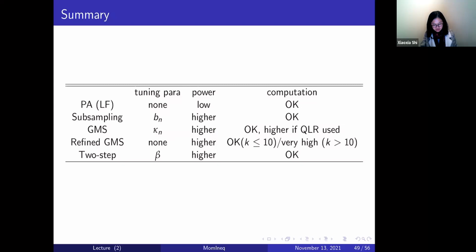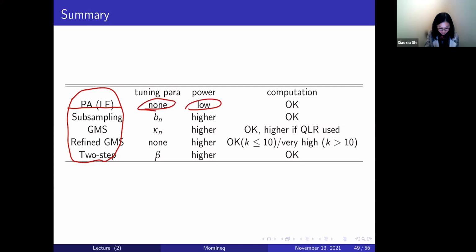So just to sum it up, there are these 5 critical values. Plugging asymptotics is least favorable, has no tuning parameter, but the power is low. Also, computationally it is okay. It uses a simulated critical value. It depends a lot on which test statistic you use. Subsampling has a tuning parameter, the subsample size. Computationally it is also similar to PA. Power is higher than plugging asymptotics.